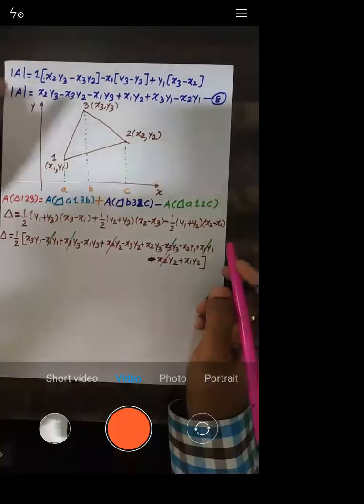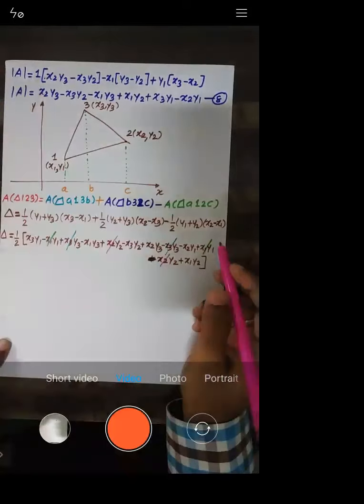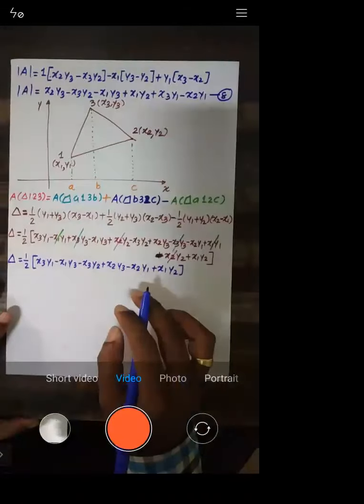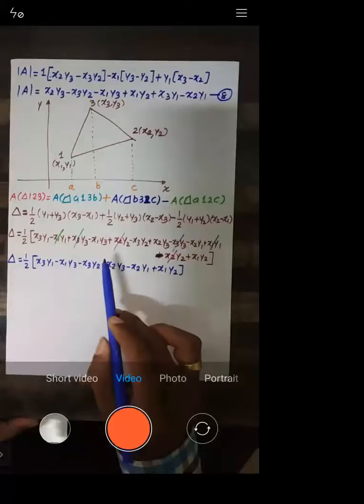So I will now write the rest of the terms which are remaining. So delta is half into minus x1 y3 minus x3 y2 plus x2 y3 minus x2 y1 plus x1 y2. Only the remaining terms I have written. Is it okay?